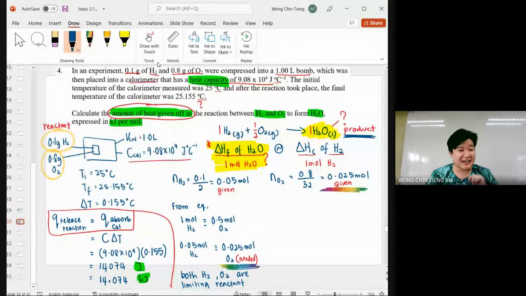Where we are? Agree both adalah limiting reactant? Okay, so kalau both adalah limiting reactant, siapa yang kita nak pilih untuk compare dengan produk? Kalau kamu pilih hydrogen gas atau oxygen gas? Mana yang senang? Laila? Mana yang senang, Laila?